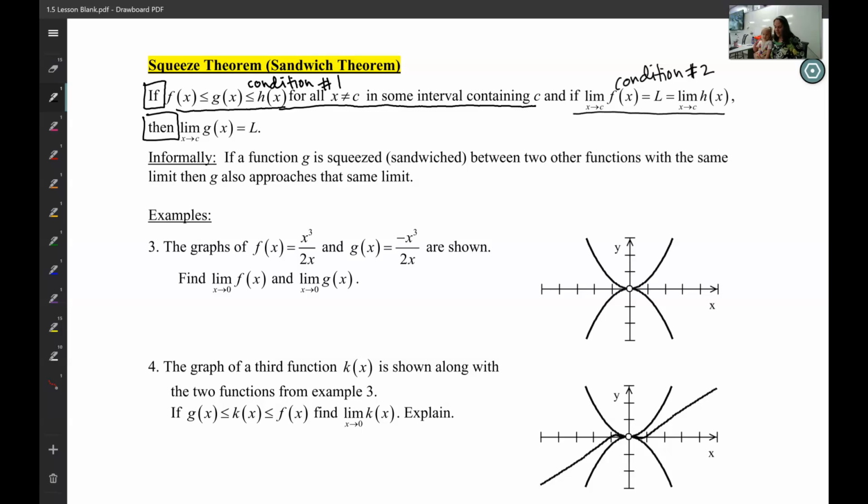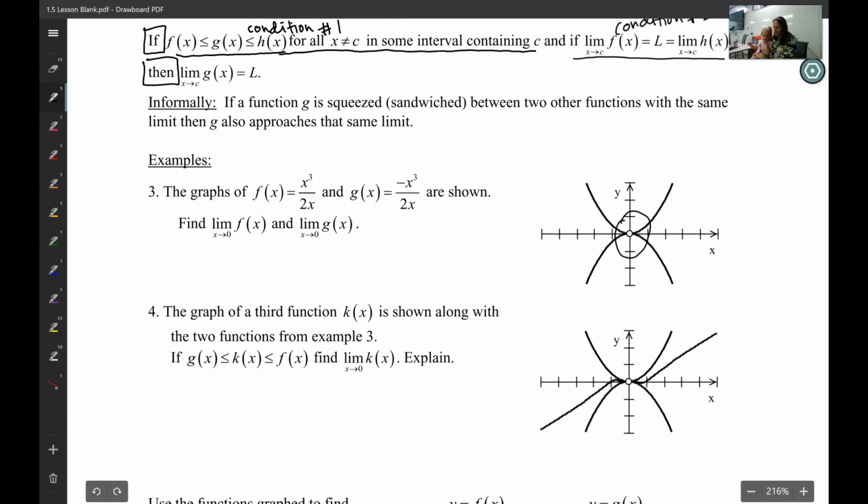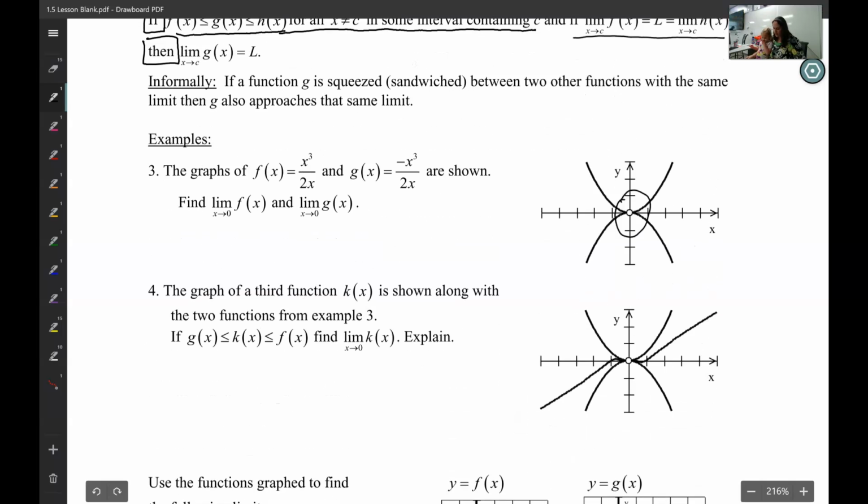Yep. Then the other condition is that both f and h have the same limit. So if I look right here, f the lower and h the upper have the same limit right there. Then the theorem says if those things are true, if g is between f and h and their limits are the same, then g also has the same limit. So it's just telling you about the limit of the in-between functions. So let's go through a couple examples.